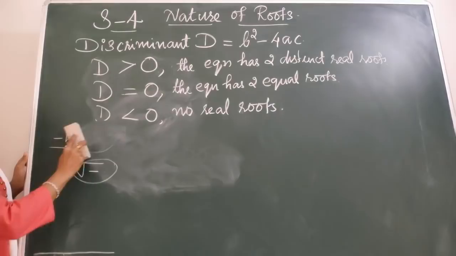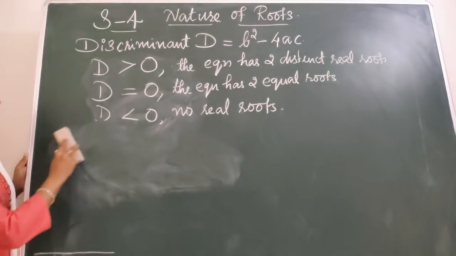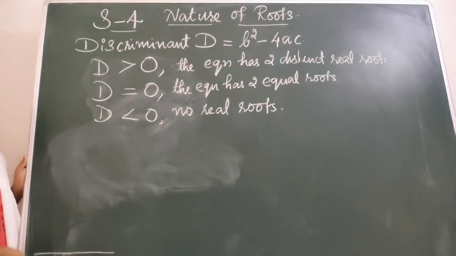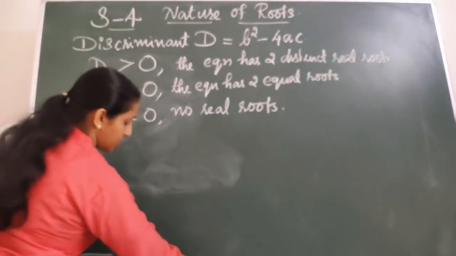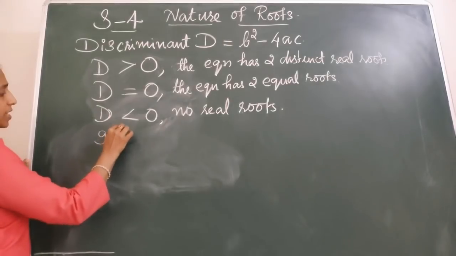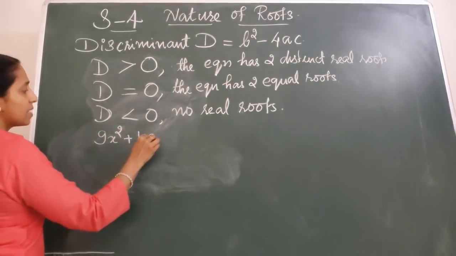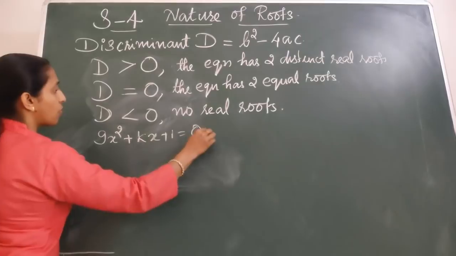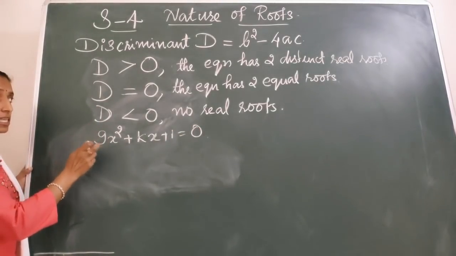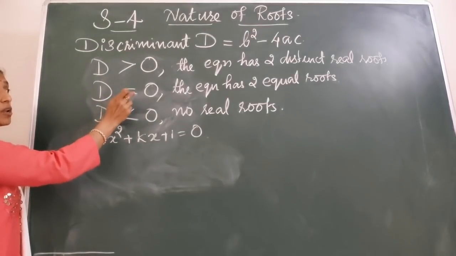Now we are going to see the application of this concept. Application of this concept means you will have a question: find the value of k for which the equation has equal roots. That means you have the question 9x square plus kx plus 1 equal to 0. Find the value of k given that the equation has equal roots.